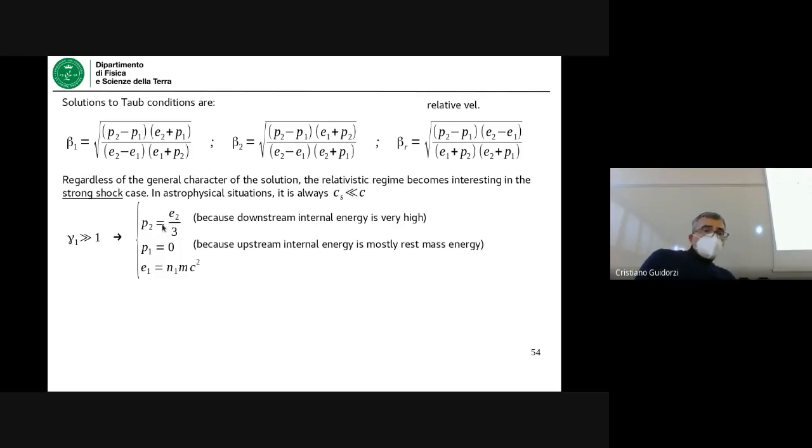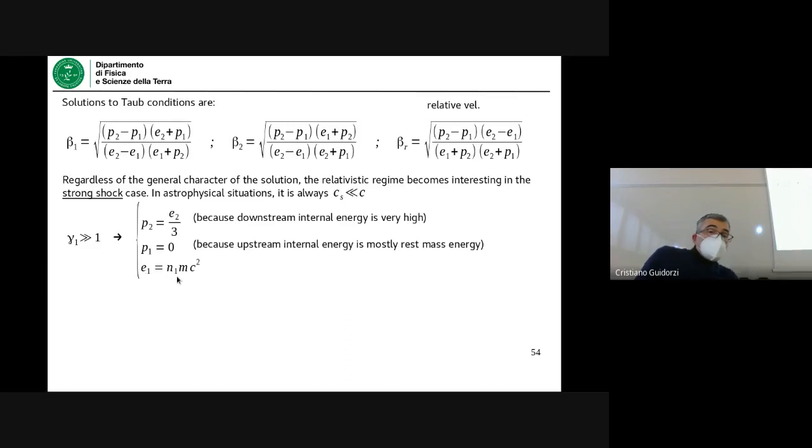So this is the consequence of this guy here, P1 negligible. Well, it means that essentially in the comoving frame of fluid one, we assume that the energy density associated is much larger than pressure. So energy density here is the rest energy, rho c squared. The initial pressure of the fluid, the fluid upstream, is negligible with respect to the rest energy density. Okay, so we can just consider P1 as zero.